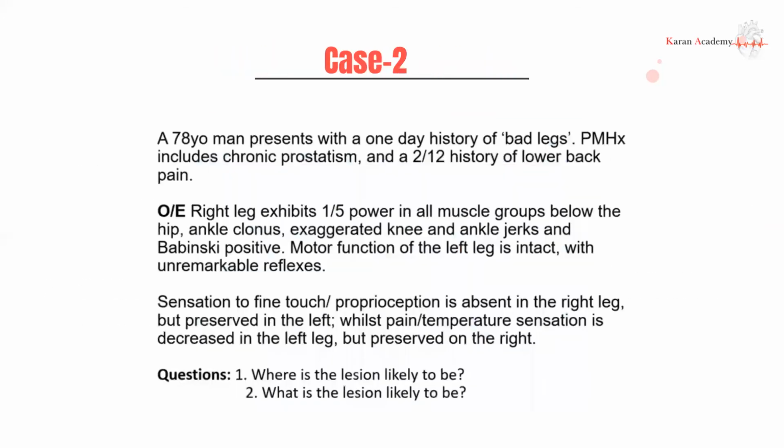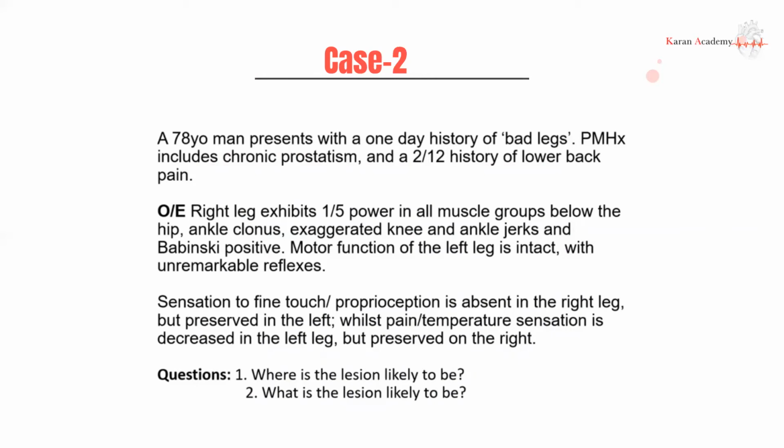Next, let's look at a bit of a harder case. And this is where I want you to, again, think of your 3 tracts and go through them every single time. So you have a 78-year-old man presenting with a 1-day history of bad legs. Past medical history includes chronic prostatism, a two-month history of lower back pain. On exam, right leg exhibits 1 out of 5 power.